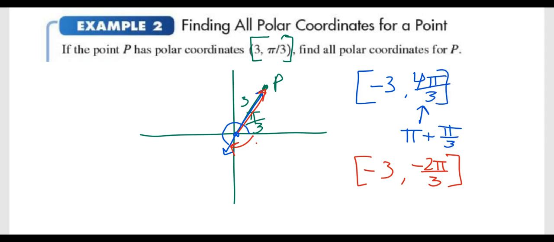Okay. What about if we did this? Came all the way around there, and then we walked forward 3 units. So this is going to have a positive 3. And I believe that would be a negative 5 pi over 3.